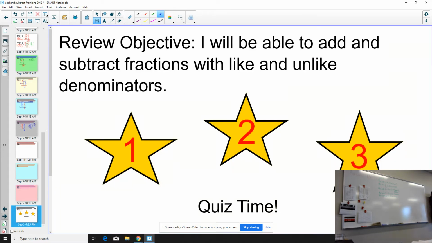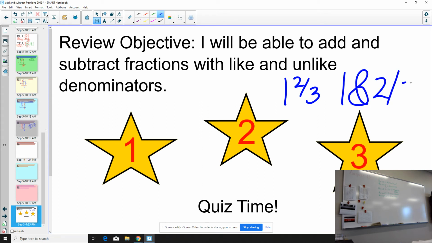Okay, so now it's time for you to take your quiz in Canvas. Remember to get a common denominator. And if you get a mixed number like 1 and 2/3, make sure you answer it as 1 and 2 fraction bar 3. Good luck on your quiz.